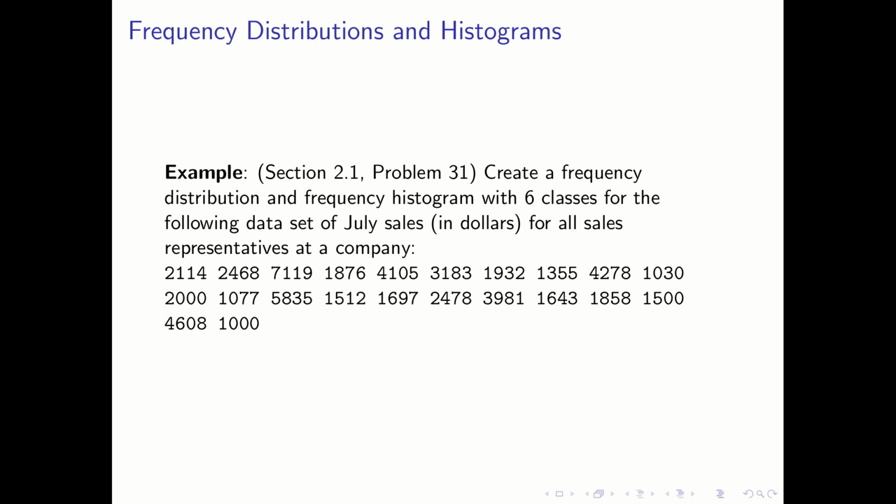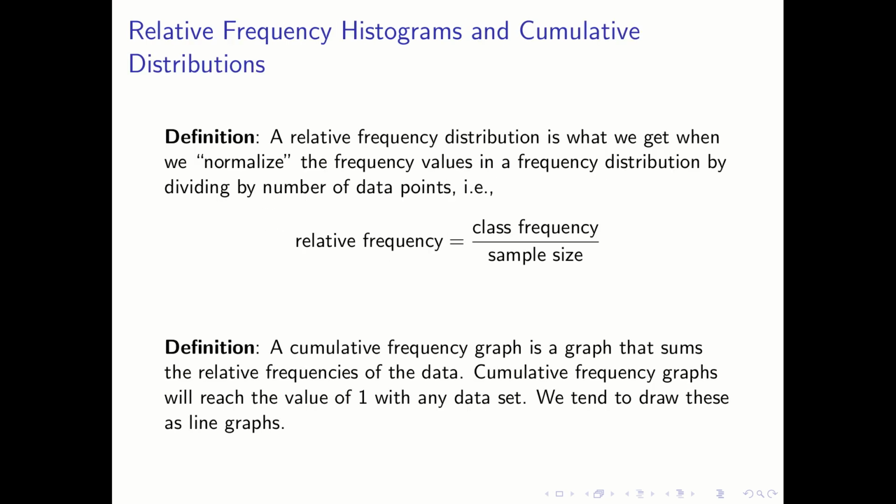Okay, so that was that example. The other important thing in this section is a relative frequency histogram and a cumulative distribution. What this is going to do is take our data set and do what we call normalization. It's going to put everything in terms of probabilities, which is a big part of this course.